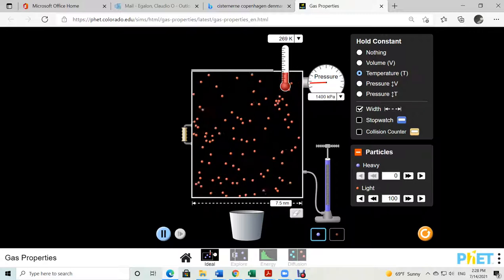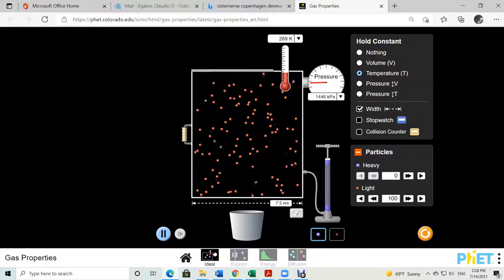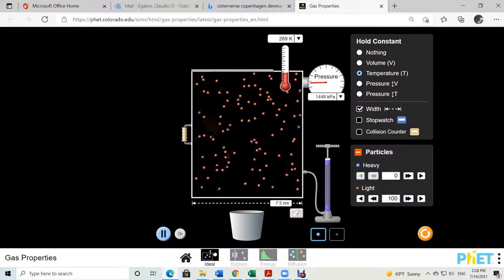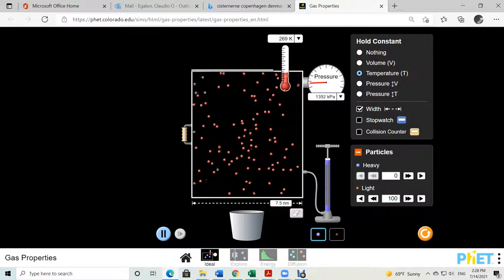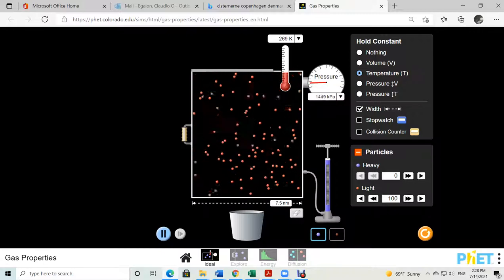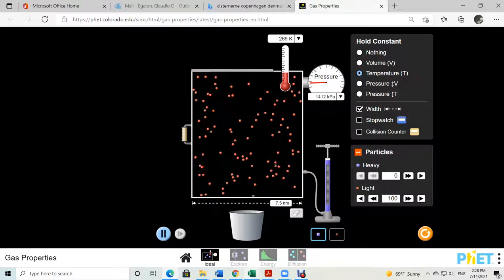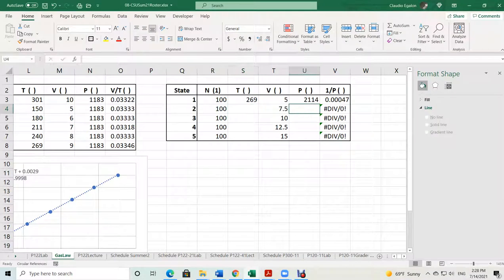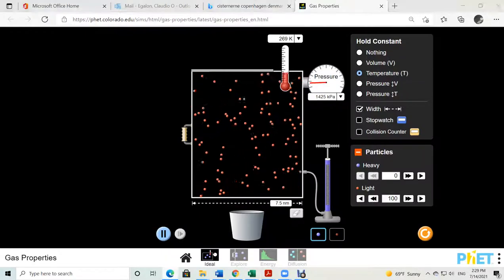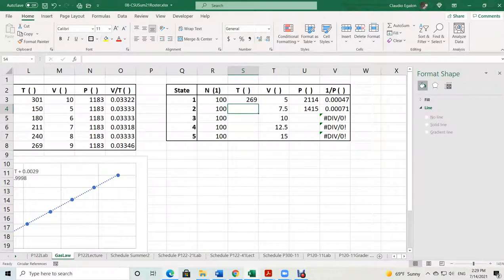Okay, 1,377, 11, 2,831, the sum. So the average should be 1,415. What is the temperature? 269? Yeah, it's 269 because the temperature is kept constant, right? 269, everything. Let's go for a different volume.